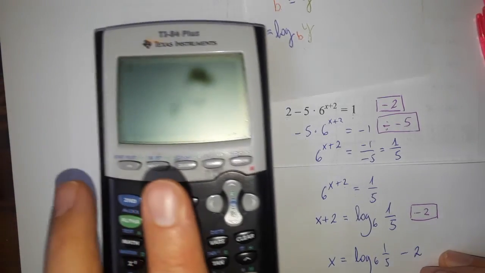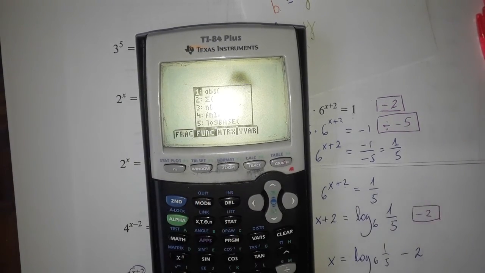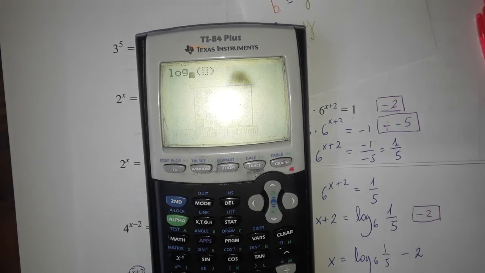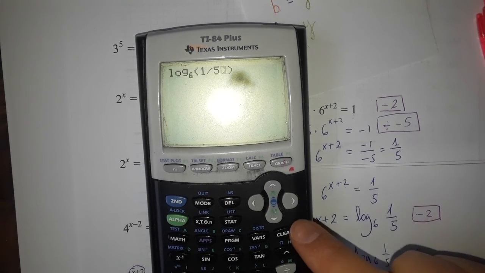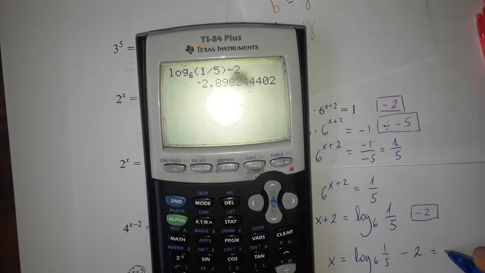I need the calculator to do that. Let's do it with a calculator. So I have alpha f2, log base 6 of 1/5. Now this is inside of the parentheses, and then outside of the parentheses I have minus 2. Okay, what I get is negative point 90, right? This is almost 90. Negative 2.9. That's what I get.